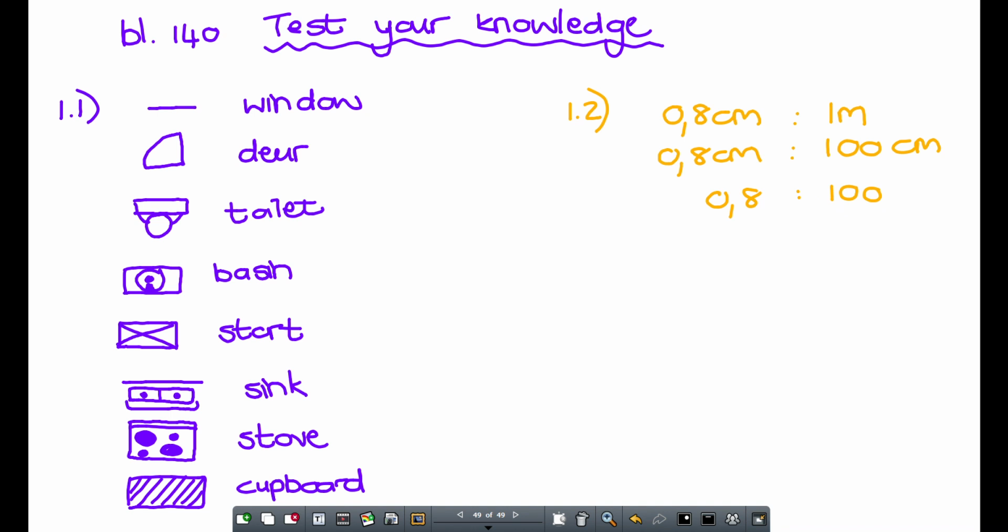Maar nou dit wil ons nie so hê nie. We want 1 to, let's say 50,000 or 1 to 20,000. Nou, hoe gaan ek dit gaan verander? I want to make this a 1. So what I'm going to do is I'm going to divide both sides by 0,8. Stem julle saam? Wat dan beteken ek gaan hê 1 tot 125. Now that means that 1 unit on the map represents 125 of those units in real life.